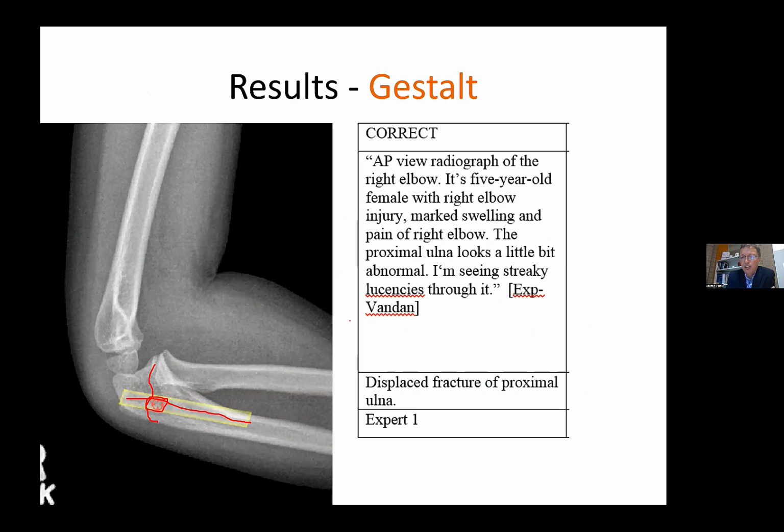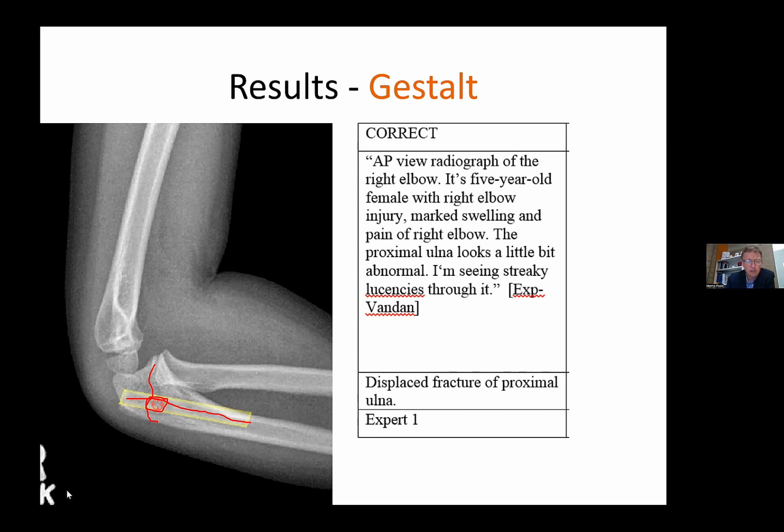And then here's their utterance. "This is an AP view radiograph of the right elbow. It's a 5-year-old female with the right elbow injury, marked swelling, pain." We gave them some history as we went along, so when they read the history out, that's in our transcript. And then immediately after reading out the history, they look at the film and say, "The proximal ulna looks a bit abnormal. I'm seeing streaky lucencies through it," and then they place the X on it. That's what that looked like.